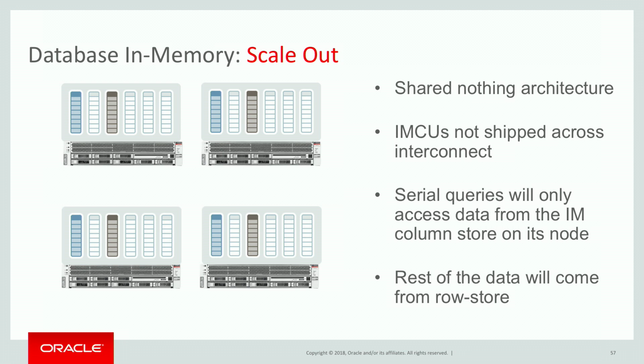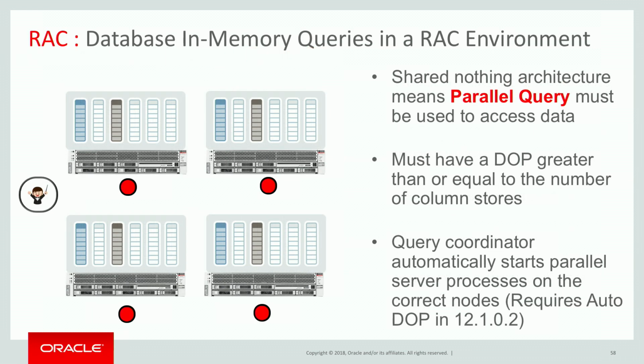Since it's scale out, it's shared nothing. So we do have options in Exadata to duplicate data, but the actual scale out basically treats it as not shared data. So we don't ship IMCUs or data across the interconnect. We actually use parallel query to run against a RAC database. And so we leverage all 4 nodes, in this case a 4-node example, to run your queries, which gives you excellent performance and the ability to have very, very large column stores, very large memory footprints. And I wanted to point that out.